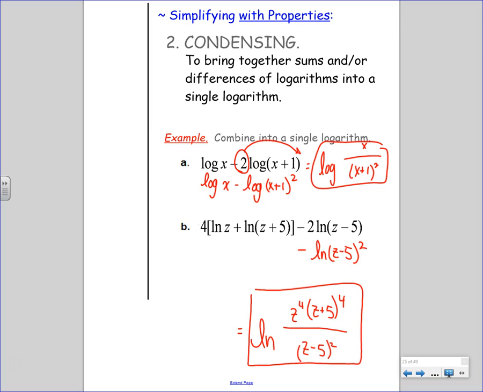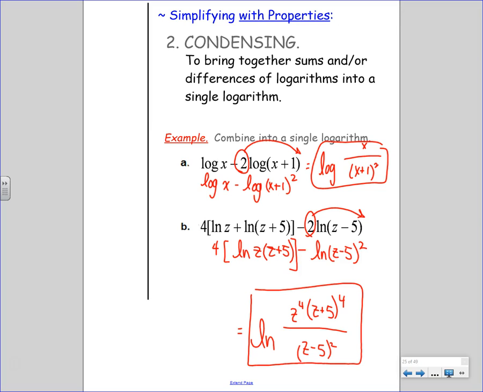Okay, what else can you do besides bringing the 2 up with the power property of this guy? What's something else you could do? Andrew, what do you think? We multiply the Z and Z plus 5. Yes, you could. You could do that. What else could you do?